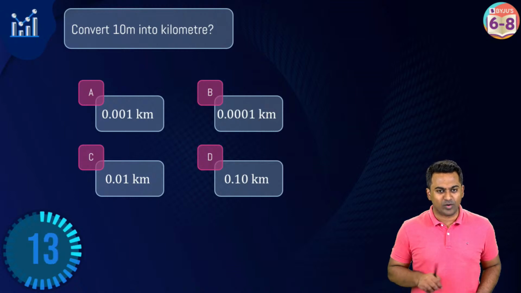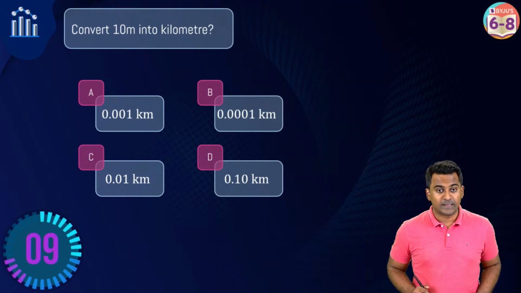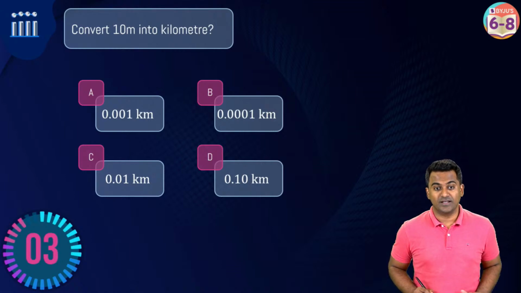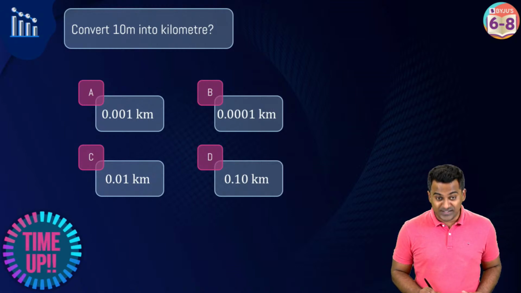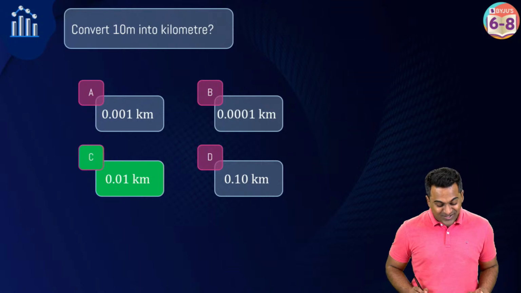Anvi says A. Okay, A for this. Let's see. A lot of you are saying A as the correct answer. 10 meters to kilometers. Okay, let's see if A is the correct answer. C is what Shalini says. So I believe Shalini is going to be the correct one here. C is going to be the correct answer.